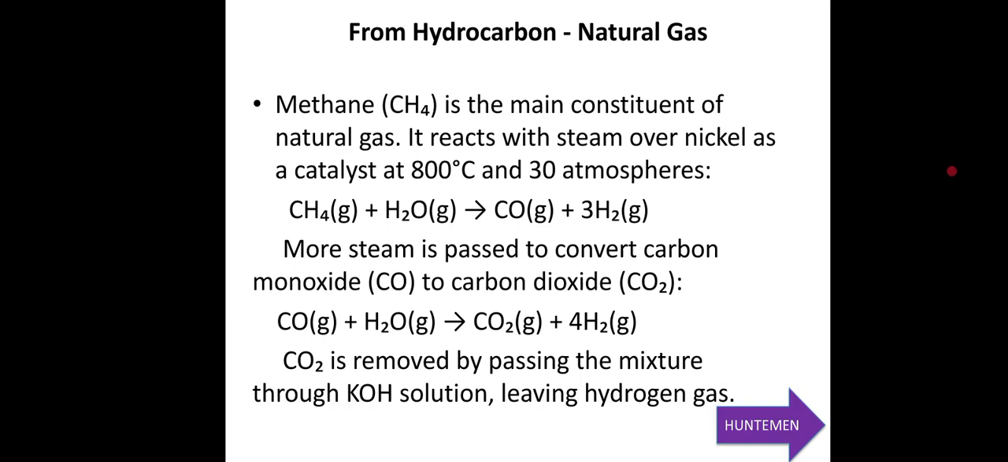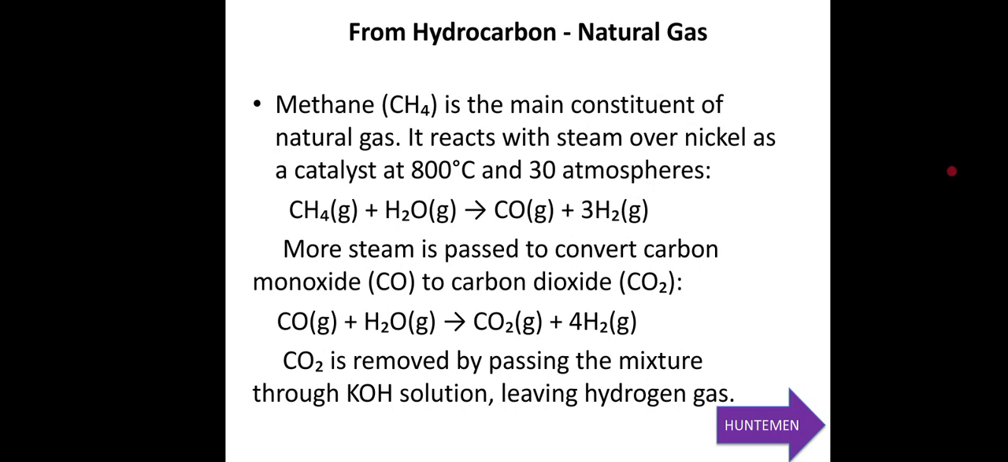Methane, CH4, is the main constituent of natural gas. It reacts with steam, hot water vapor from boiling water, over nickel. Nickel is the catalyst, and the temperature should be 800 degrees Celsius, and the pressure should be 30 atmospheres. In this case, you are getting carbon monoxide and 3 moles of hydrogen gas, using steam or water vapor and the raw material, methane.